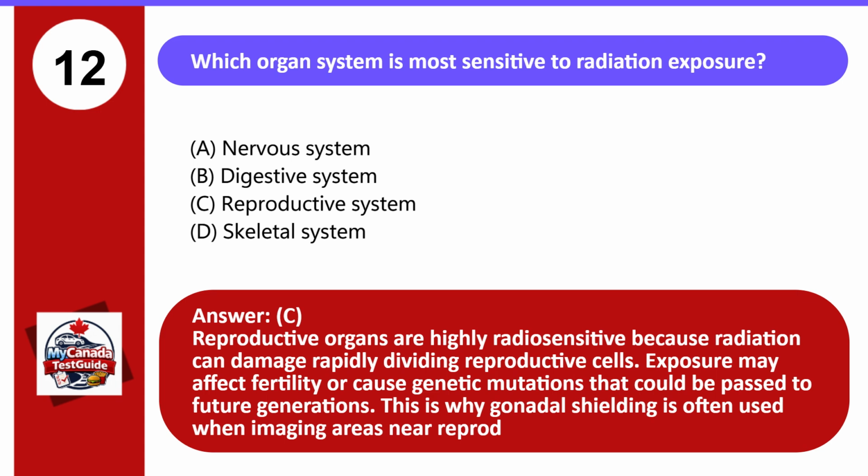Exposure may affect fertility or cause genetic mutations that could be passed to future generations. This is why gonadal shielding is often used when imaging areas near reproductive organs.